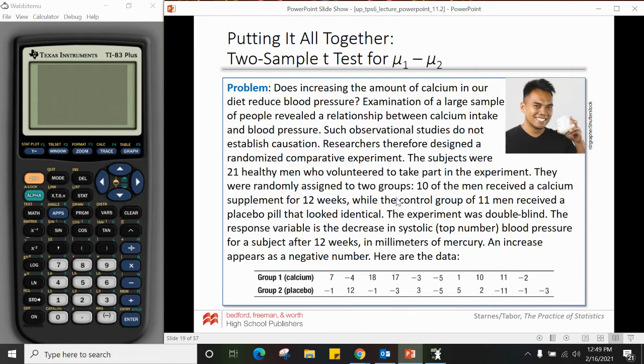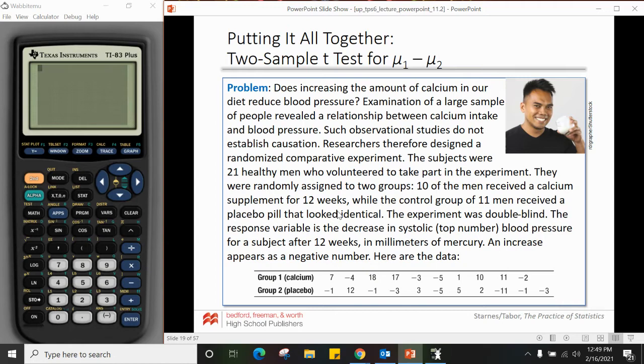So we have this problem. They're wondering, does increasing the amount of calcium in our diet reduce blood pressure? Examination of a large sample of people revealed a relationship between calcium intake and blood pressure. Such observational studies do not establish causation. Researchers therefore designed a randomized comparative experiment.